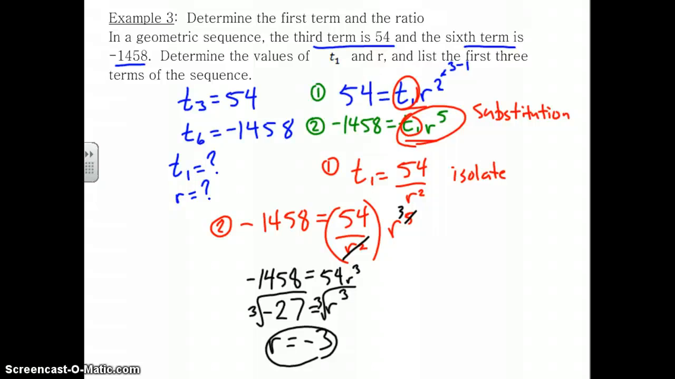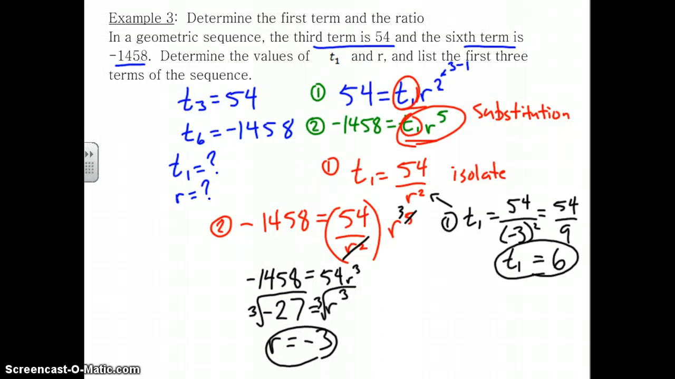And now to find what T1 is, we can go back up to that formula we have here, and we can go T1 equals 54 divided by R squared. Well, in this case, now we know that R is negative 3, so it's going to be 54 divided by 9, because negative 3 squared is 9, so T1 is 6.